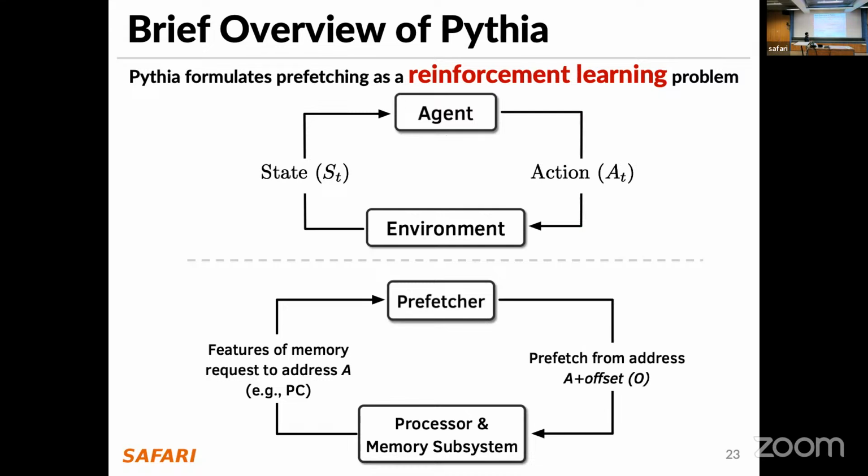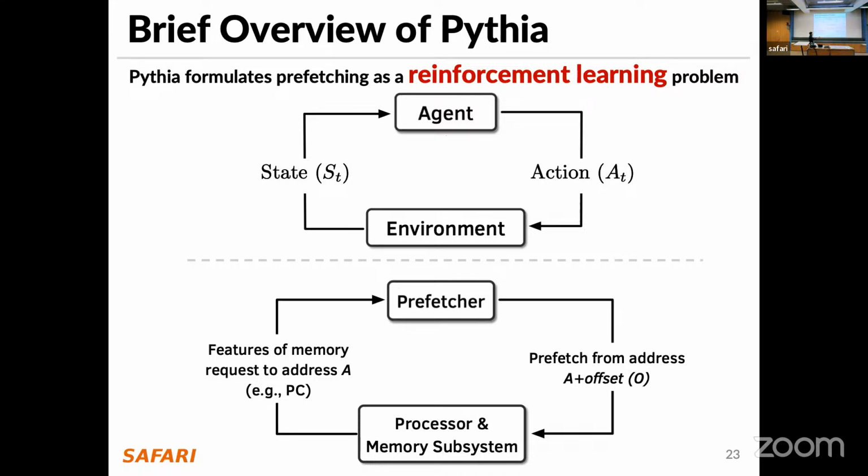The prefetch action in this case would be as simple as this: if I am demanding this cache line A, I'm going to issue a prefetch request at offset O ahead of A, let's say A plus O, right? You can always think of this O as a negative value, so that means you can go to the negative side, but that's essentially a prefetch action, right? So given this state, I'm going to take an action: how far ahead of the current demand request I'm going to issue a prefetch request.